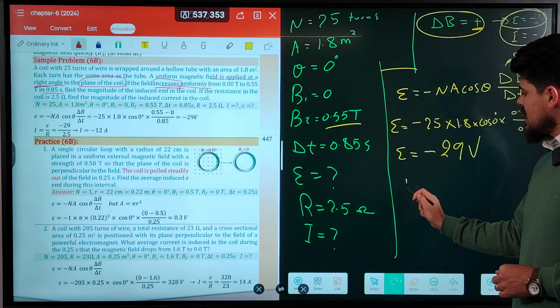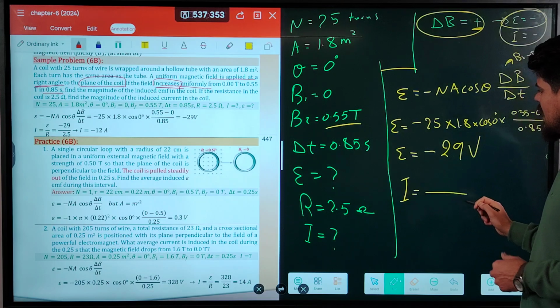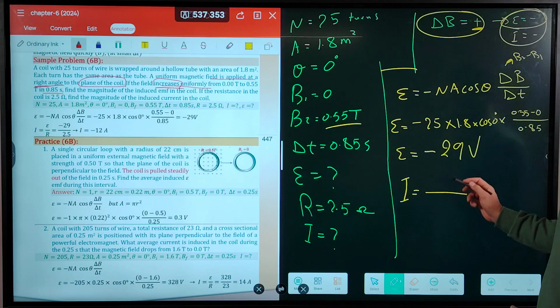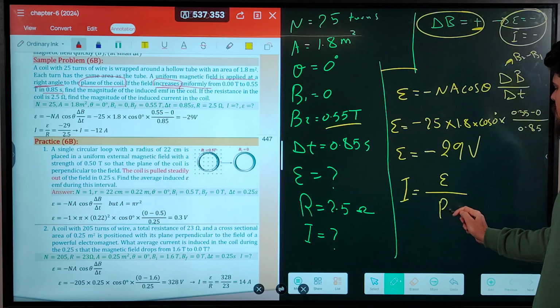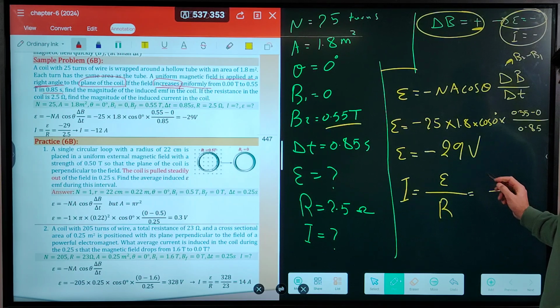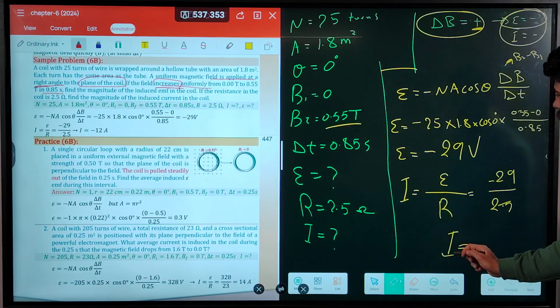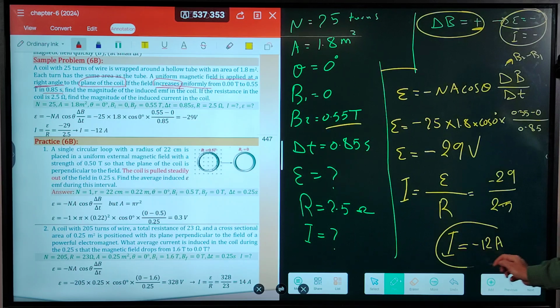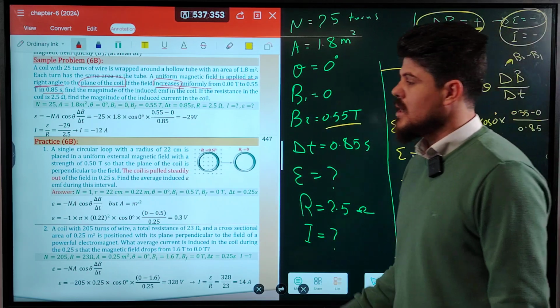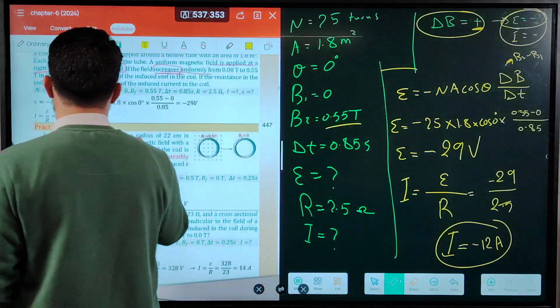In the case when the magnetic field increases, EMF and current must be negative. And how can you determine the amount of induced current? After you find the electromotive force, you have to substitute into this equation to determine the induced current. EMF, negative 29, divided by 2.5. I is equal to what? I is equal to negative 12 amperes. So in this way, you can determine the electromotive force and the induced current.